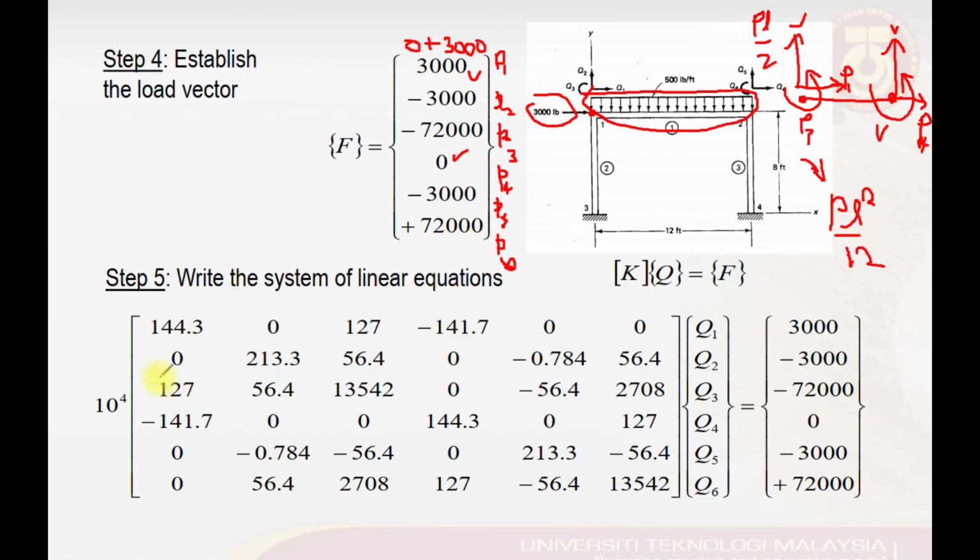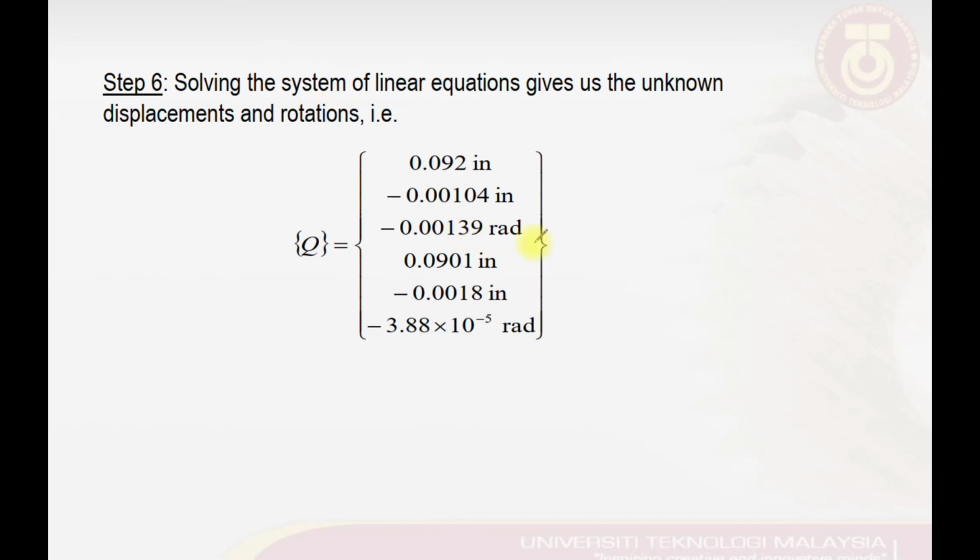So once we have this done, we can set up our system of linear equations in the form of KQ equal to F. This is our K matrix, this is our column vector of forces, and this is the vector of unknown parameters that we are going to solve by solving the system of linear equations, using any SLE solver. Then we can obtain the final solution for all values of Q, which is given by these numbers here.